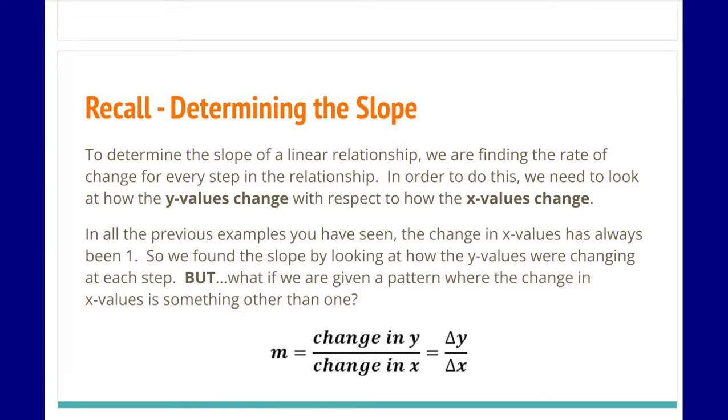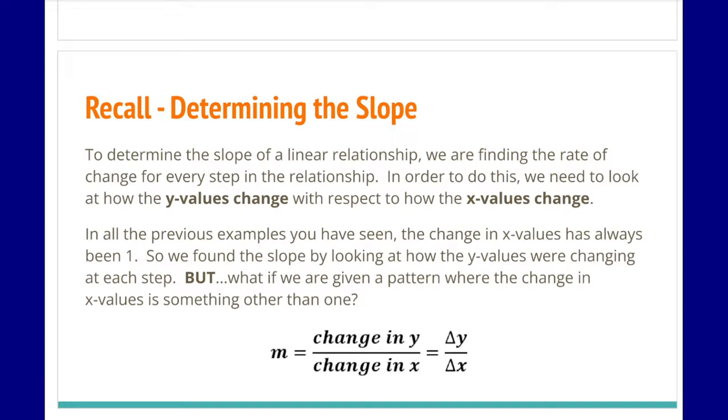In order to do this, we need to look at how the y values change with respect to how the x values changed. In all the previous examples we've looked at, we did look at a few examples or challenge questions. The change in x values has always been 1. So we found the slope by looking at how the y values were changing in each step. But what if we were given a pattern where the change in x values is something other than 1?